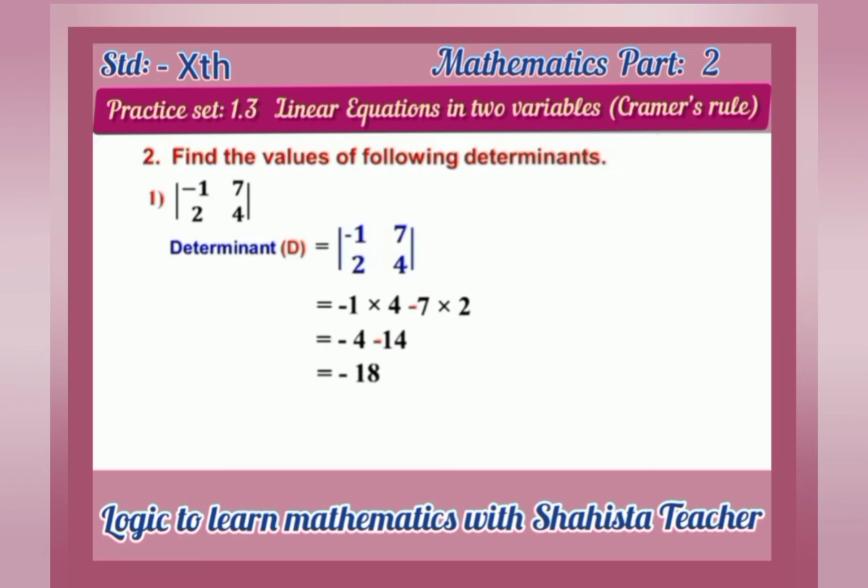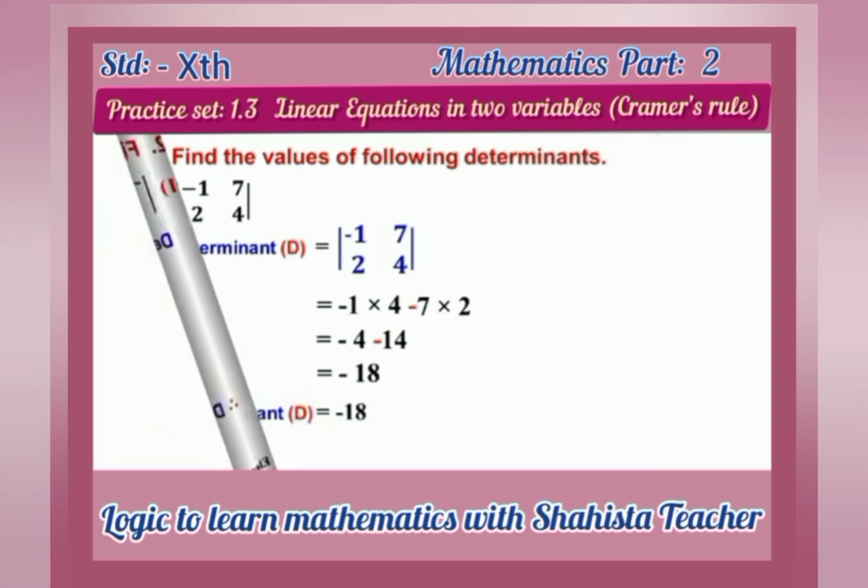Is that clear, my dear students? So therefore, determinant D is equal to minus 18. Is that clear, my dear students? So simple and easy to solve this step. Okay, now let's solve another sub-question.